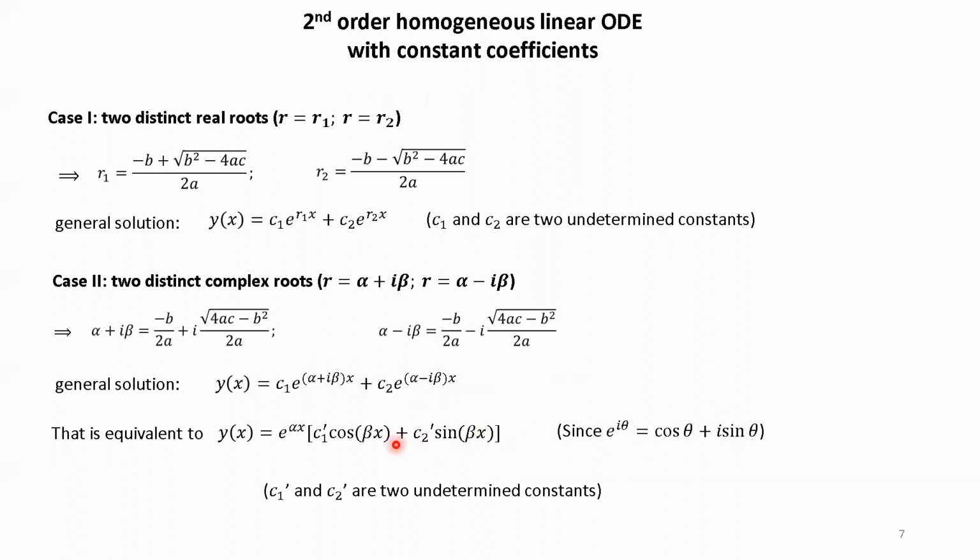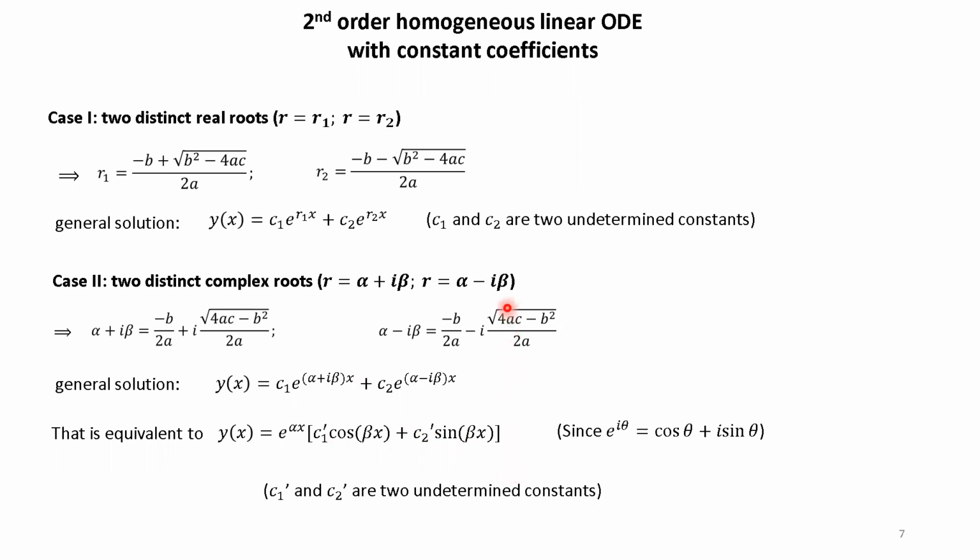So in this case, let me try to avoid the complex notation, and just stay with this cosine and sine. Then in that case, the general solution can be written as, right, this exponential function times some trigonometric function. And at the end of the day, this C1, C2, which I write as C1 prime and C2 prime here, are determined by initial conditions.